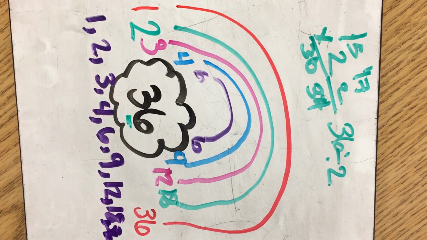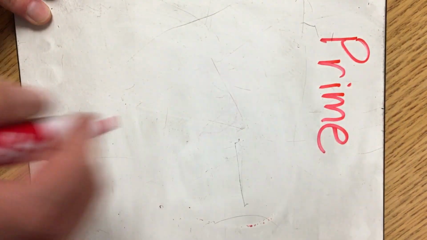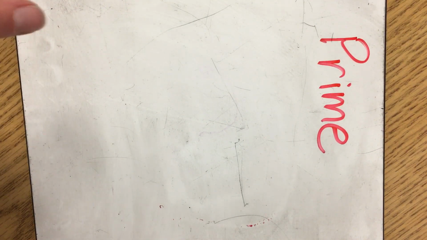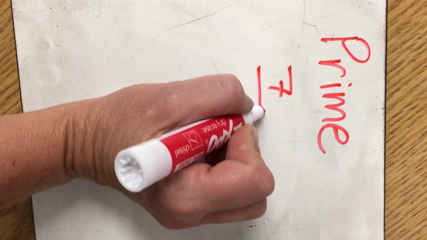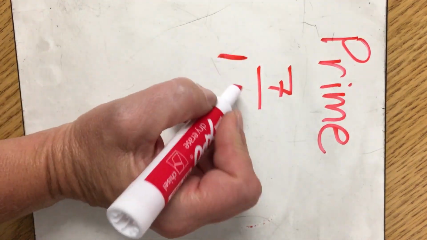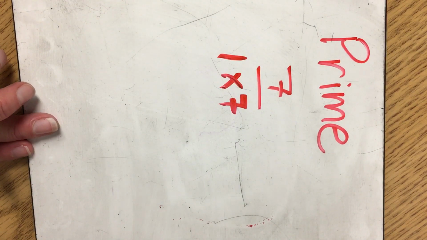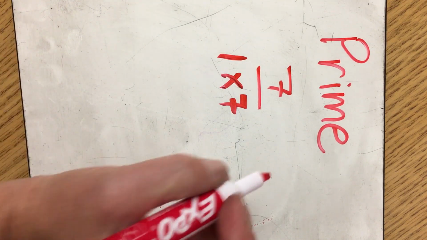Okay, let's talk about primes and composites since we're talking so comfortably about factors, my friends. The definition of a prime number. Prime means that it only has the factors of 1 and itself. So for instance, the only way I can make 7 is by multiplying 1 times 7. Okay? We cannot use the factor of 2 times something, 3 times something. It just won't work.